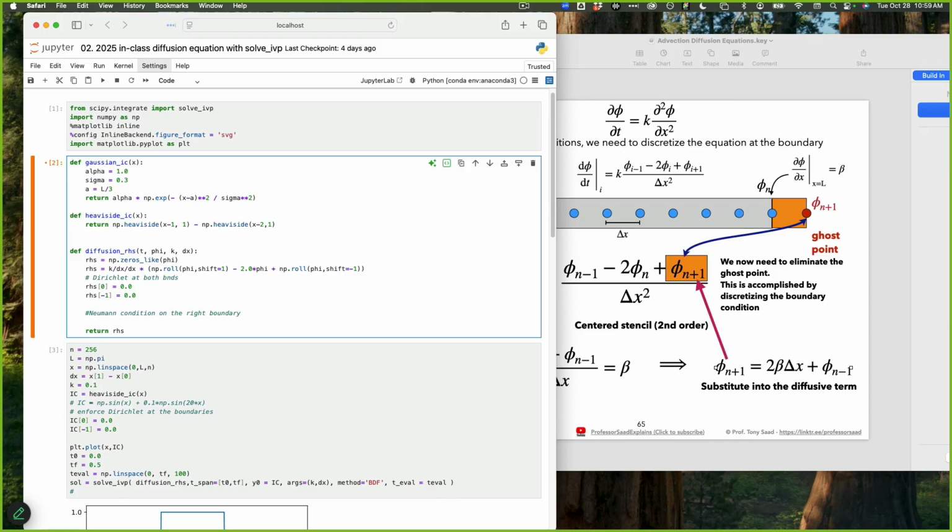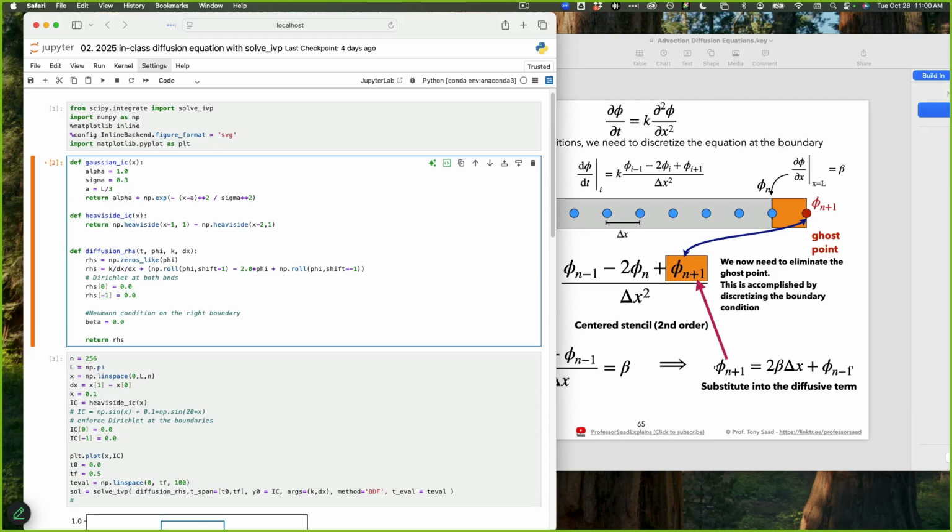Okay, so on the right boundary, I have the ghost value, or phi ghost, let's say beta is equal, so we put Newman equals 0. We start with Newman equals 0. And then we say phi ghost, that's the ghost point, that's 2 times beta times dx plus phi n minus 1. Okay, phi n minus 1.